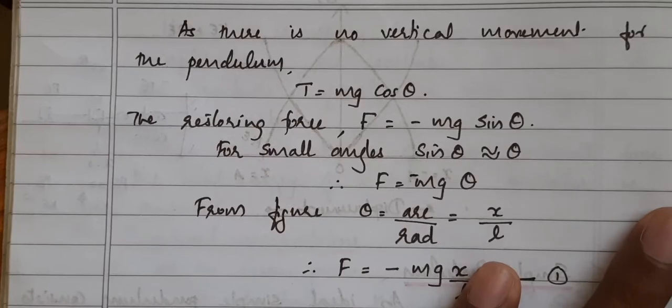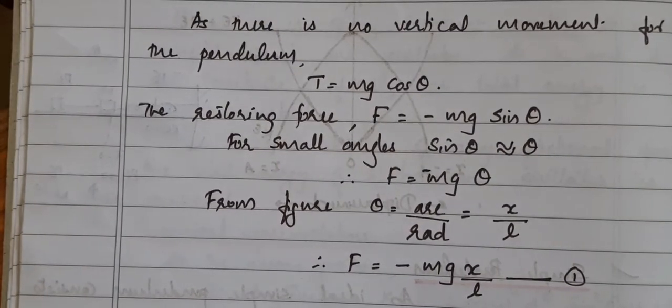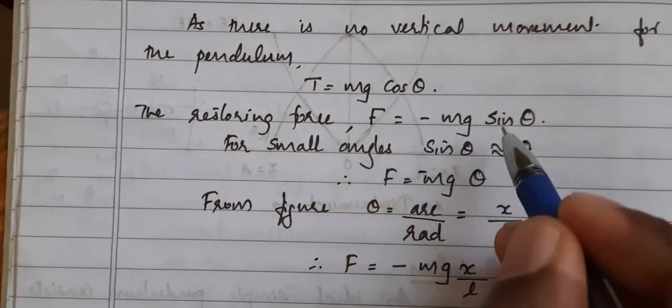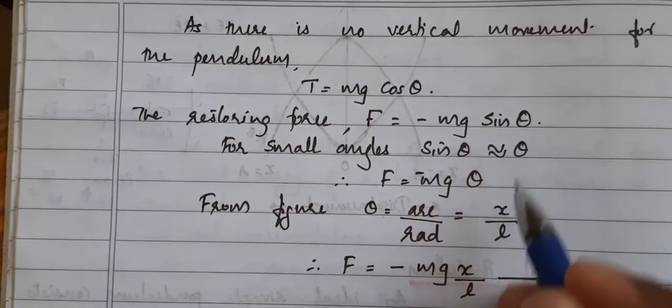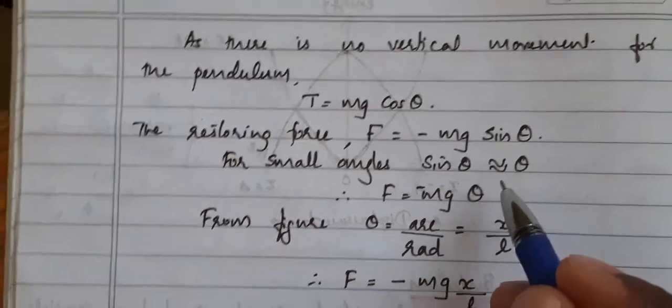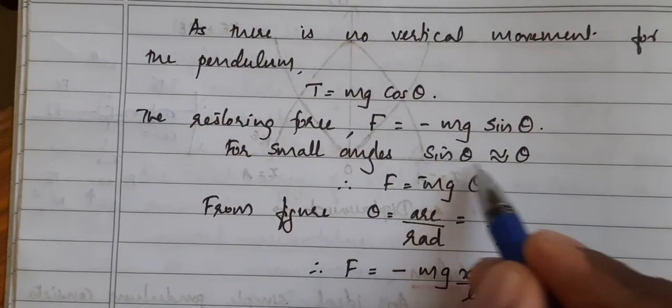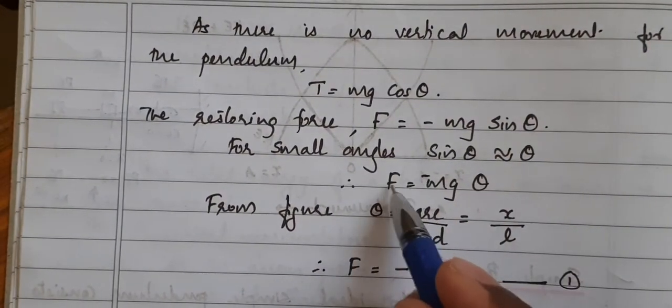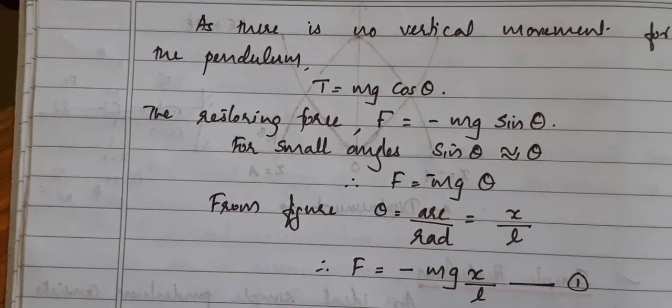So let's take those two equations. One is T is equal to mg cos theta. The tension is mg cos theta and the restoring force is minus mg sin theta. As long as we take the angle as a small angle, we can approximately take sin theta as theta. So the restoring force is minus mg theta.